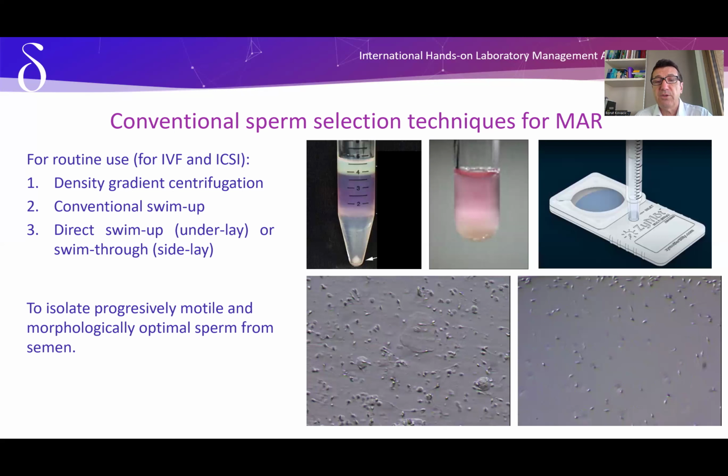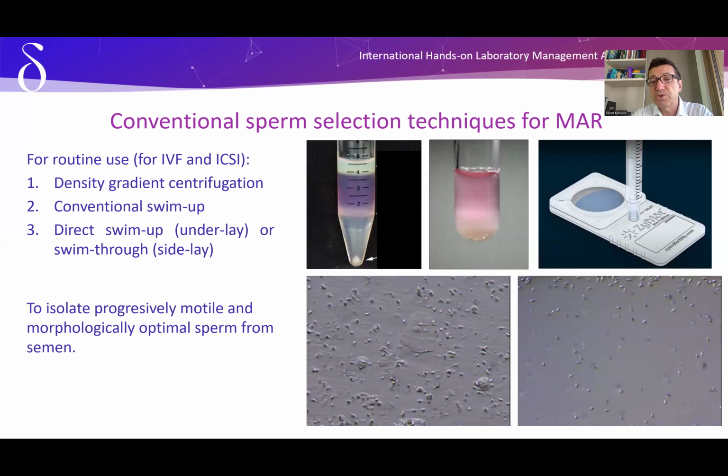The third method is a method without centrifugation. It is one of the oldest methods, called the underlay method, where a small volume of ejaculate is simply placed on the bottom of the tube with the culture medium, and the motile sperm are allowed to swim up into the upper layers of culture medium.